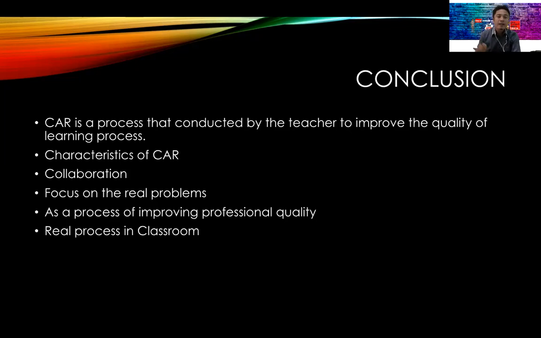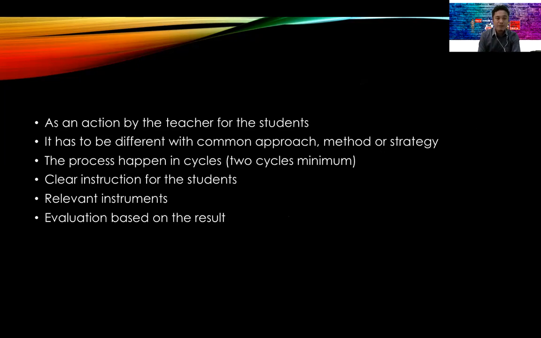Yeah, and then next one, we already discussed the characteristics of classroom action research. First is collaboration, second focus on real problems, third a process of improving professional quality, fourth real process in classroom, and fifth an action by the teacher for the students. For the sixth one, it has to be different from a common approach, method, strategy, or media. And the next one, the process happens in a cycle, 2 cycles minimum. And the next one, clear instruction for the student. And the next, relevant instrument. And then last one, evaluation based on the result.